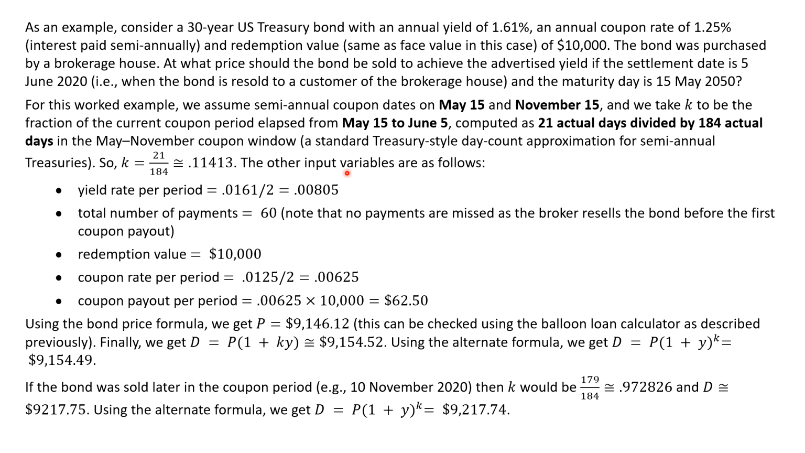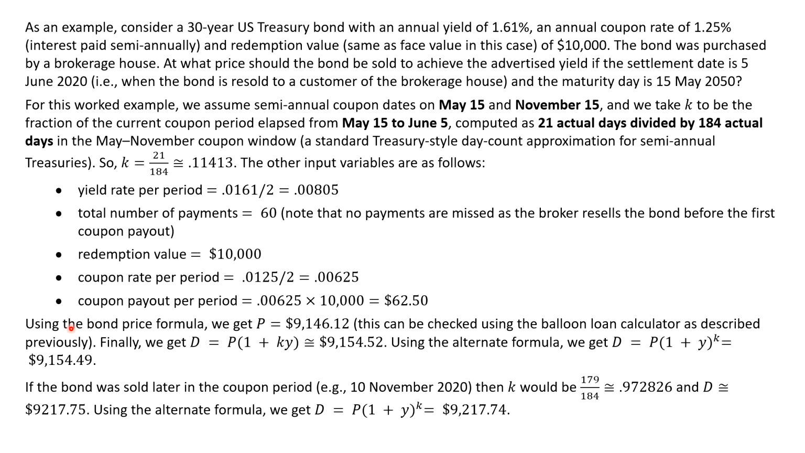So we have the other variables. The yield rate is half per half year. It's this number here. We just divided 1.61, made it a decimal, and then divided by 2. Total number of payments is 60. No payments were missed. The broker sold the bond before any coupon payments. Redemption value, which equals the face value, is $10,000. The coupon rate per half year, we just divide by 2. We get this here. The coupon payment is this amount.